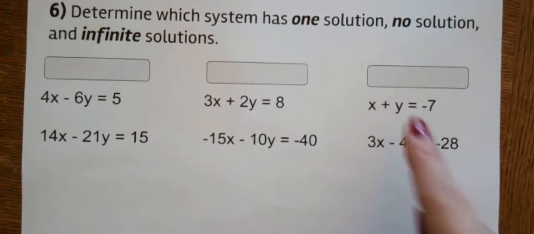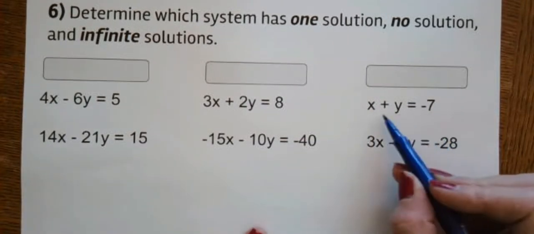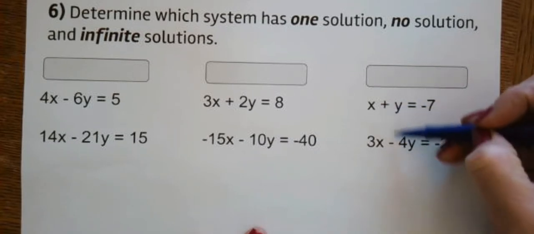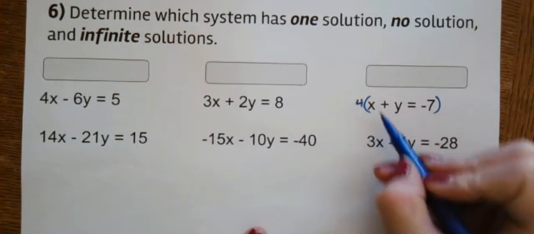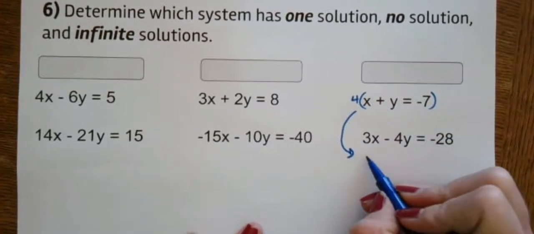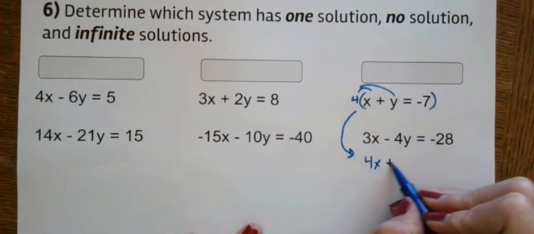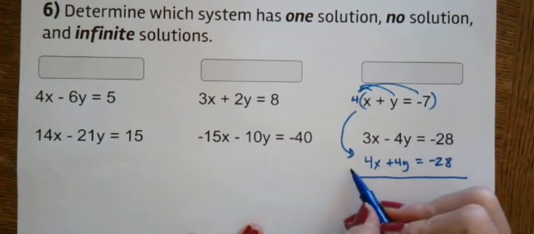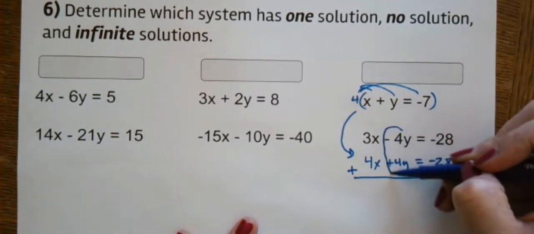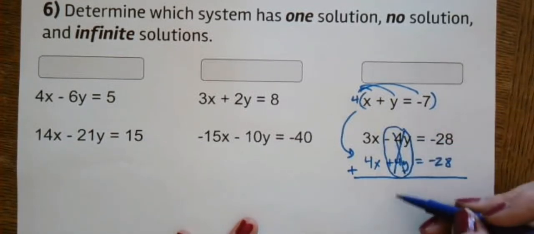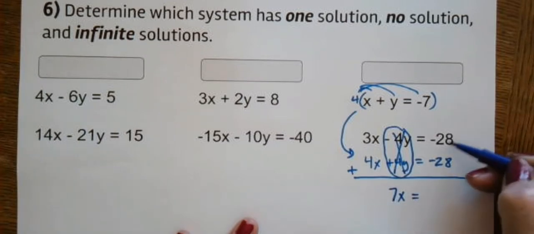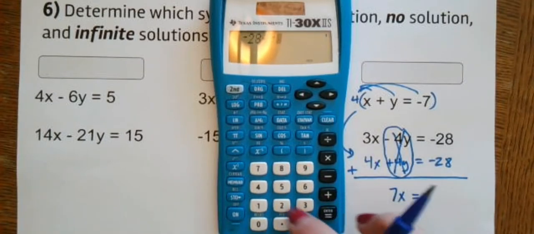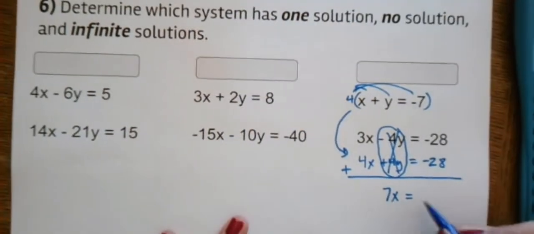Now, this one looks pretty easy with the x and the y here. In order to get the y's to cancel, being that they're already opposites, there's a positive and negative, I could multiply the top by 4, and then I'm just going to write that right below. So 4x plus 4y equals -28. Okay, so I'm going to add these two together. The y's are going to cancel out because they're opposites. 3x and 4x make 7x. -28 plus -28 is going to give me -56.